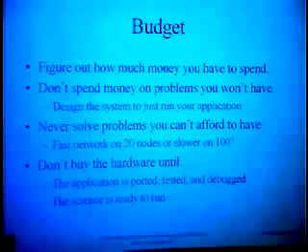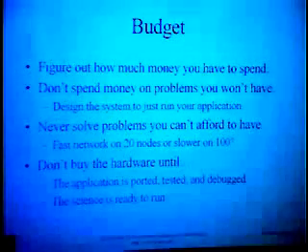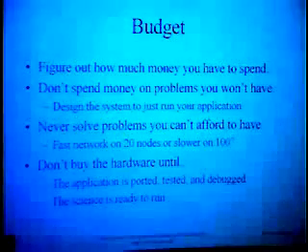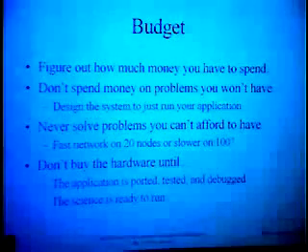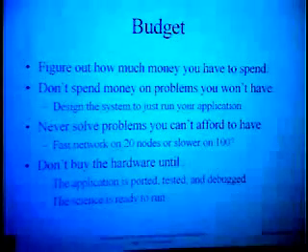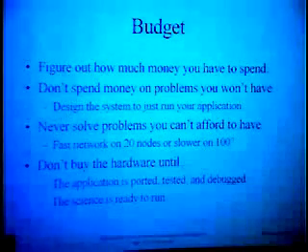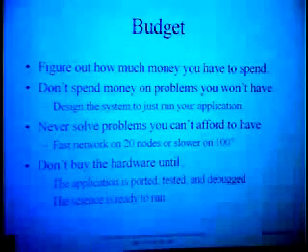And my final slide, this is really what it all comes down to, and this is the reason that people put together clusters. You have a finite budget. What are you going to do with that? So the first thing is, how much money do you have to spend? And if you don't need a huge memory system, you don't need a very fast interconnect, don't spend your money on that. Put it where it does the most good. And also, don't solve problems you can't afford to have.